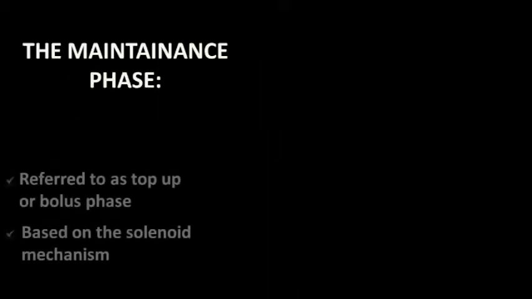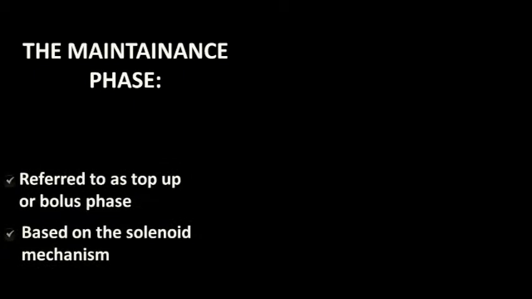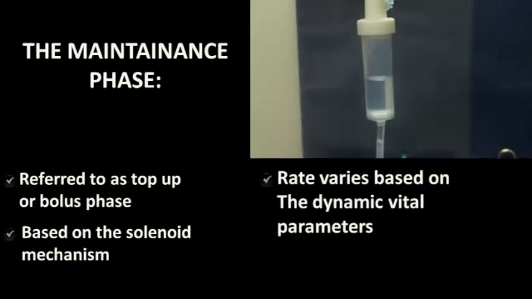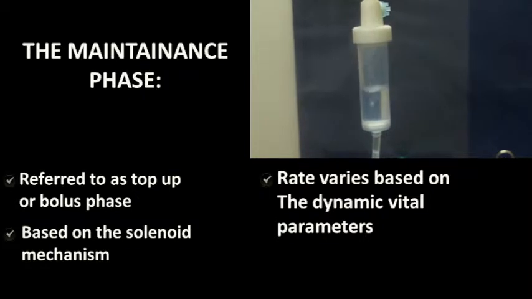The second phase is a maintenance phase used to keep the patient in an anesthetized condition. The dosage is administered using an infusion set controlled by a solenoid valve. The rate is varied based on the vital parameters.